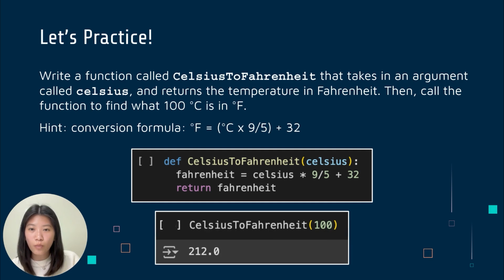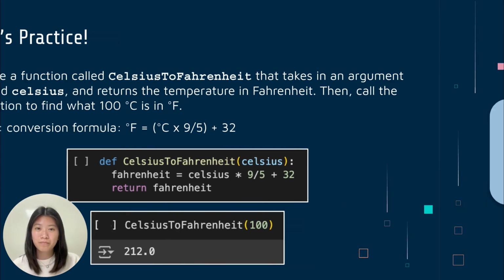In order to find out what 100 degrees Celsius is in Fahrenheit, we call the function by typing the name of the function, Celsius_Fahrenheit, and then we pass in the value 100 as the argument, and the return value of this function call is going to be 212.